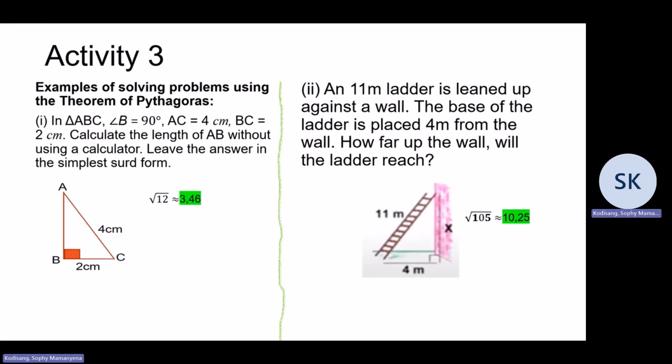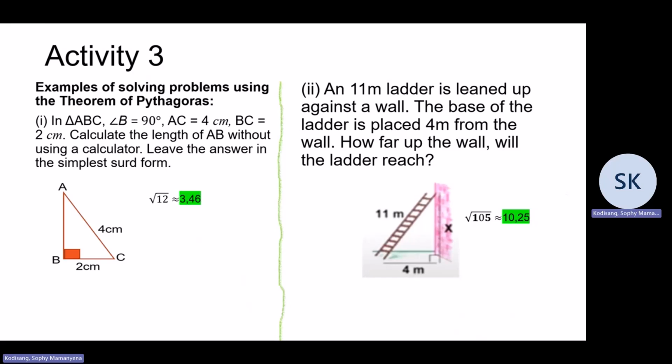How far up the wall will the ladder reach? Looking at this problem, you can see from far that this qualifies to be a right-angled triangle. Your ladder will be the hypotenuse, and the distance from the bottom of the ladder to the bottom of the wall will be 4 meters, and x will be the height of the wall.